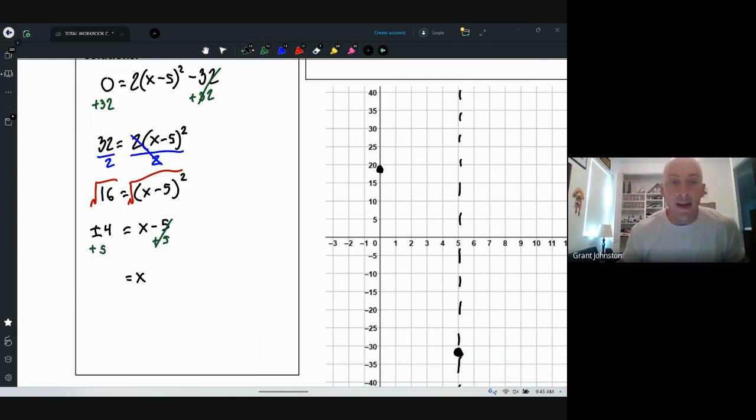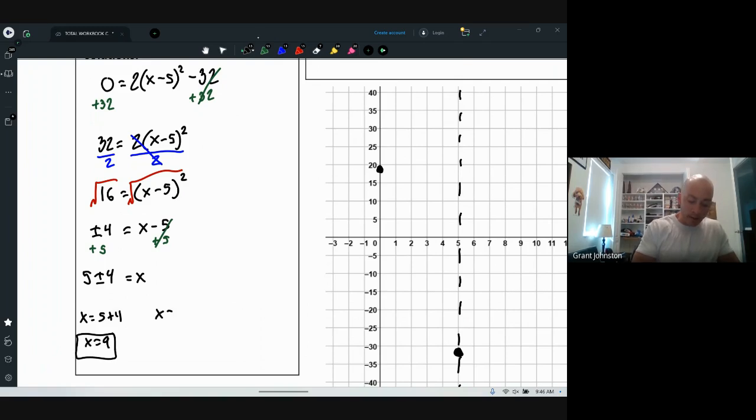Now remember, for math notation, typically we're going to write the 5 in front. You could write plus or minus 4 plus 5, but usually you put the 5 in front. 5 plus or minus 4, that's usually how the math notation is. So x equals 5 plus 4, and x equals 5 minus 4. So it would be 9 and 1, but I'll write that out. Again, x is 5 plus 4, which is 9, and x is 5 minus 4, which is 1. So those are the roots at 9 and 1.